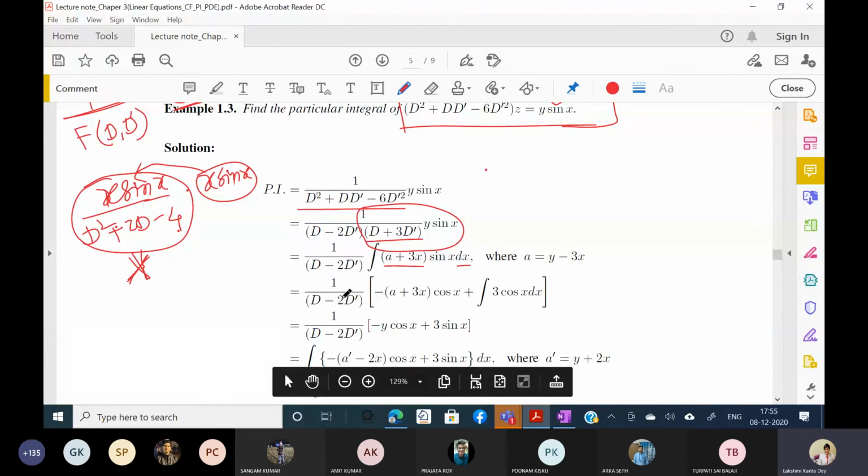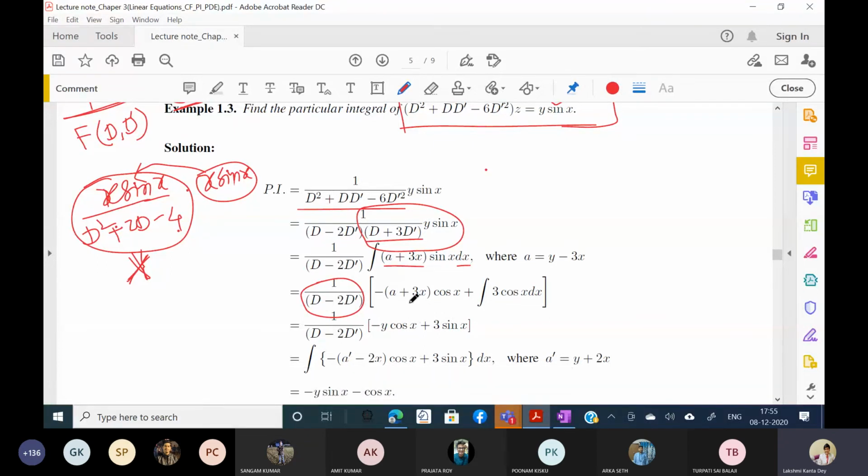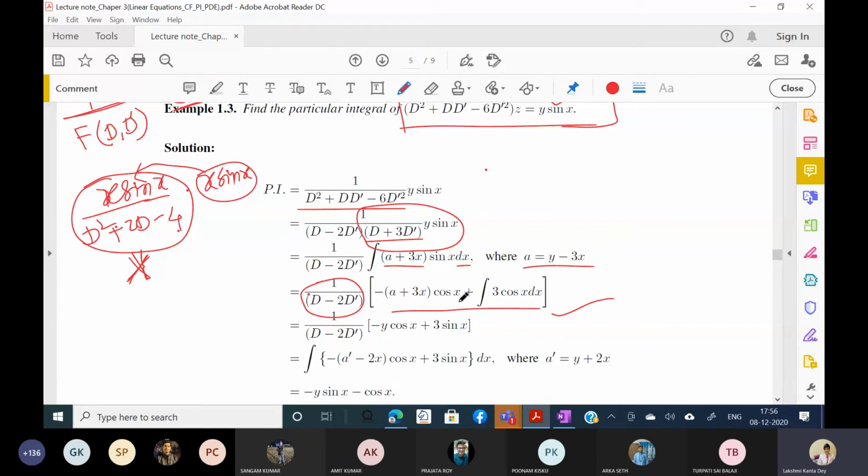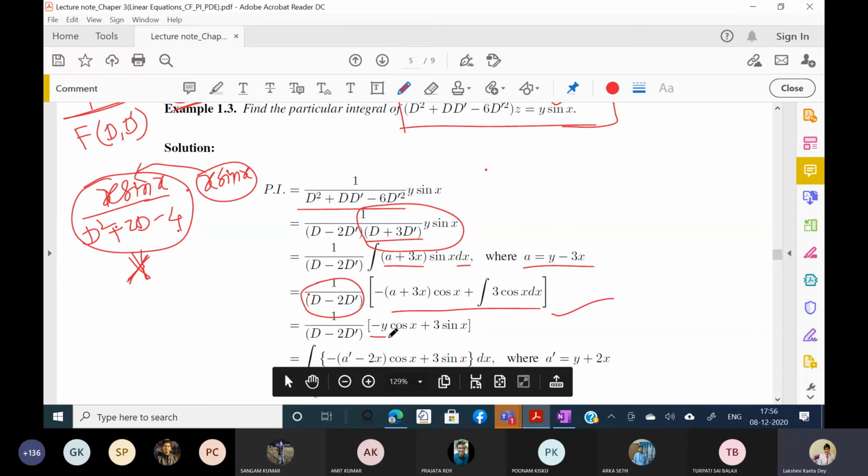So if we integrate it, this will be kept intact, no problem. So basically we have to integrate it by parts. So this is your integration. Now you see that I put the value for this. Before coming to this operation, I have to put the value of a here. So if I put it, then it will be minus y cos x plus 3 sin x.